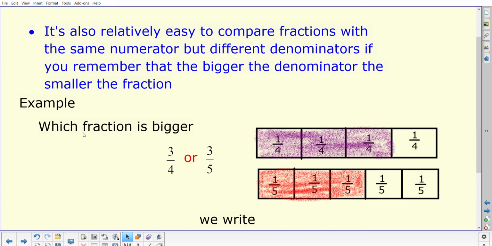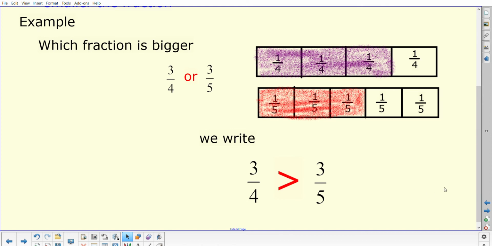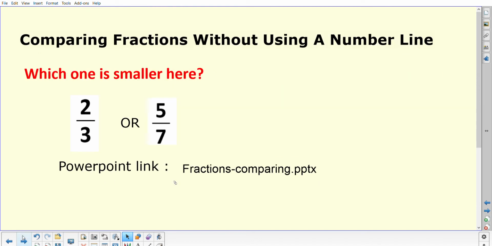So if you were comparing which fraction is bigger, 3/4 or 3/5, knowing that the quarter pieces are bigger pieces, I'm sure you'd rather have 3 of those than 3 of the fifth pieces. So 3/4 we can clearly see is greater than 3/5. Visually, you can think about it if you were drawing out little diagrams like this, but we're looking for an alternative method without the line.